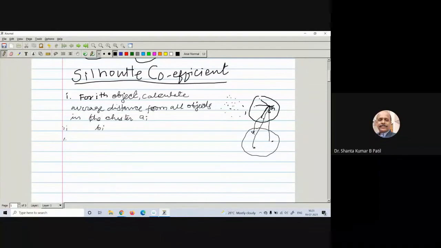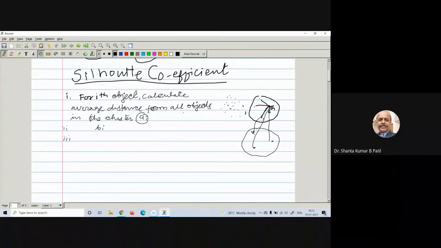In the third step, once you get AI, this is the average distance from the ith object. So AI is the average distance at the ith object.